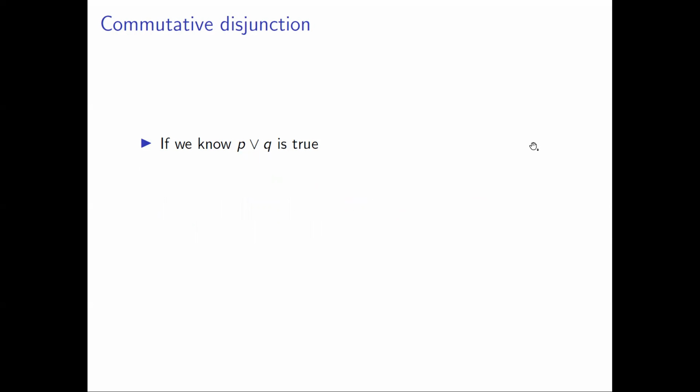Here's one that gets used plenty of the time, but usually when we use it, we wouldn't even mention it. In fact, most of the things I mentioned in this video, when you read a math paper, none of the uses would get mentioned. So this one we could call commutative disjunction. If we know P or Q is true, then we can conclude that Q or P is true.